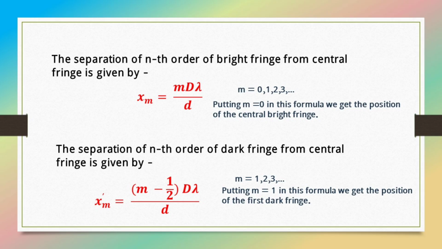Again, the separation of the mth order dark fringe from the central fringe is given by x suffix m dash equal to (m minus half) into capital D lambda by small d. Here m equal to 1, 2, 3, etc. Putting m equal to 1 in this formula, we get the position of the first dark fringe. Similarly, putting m equal to 2, we get the position of the second dark fringe. Putting m equal to 3, we get the position of the third dark fringe.